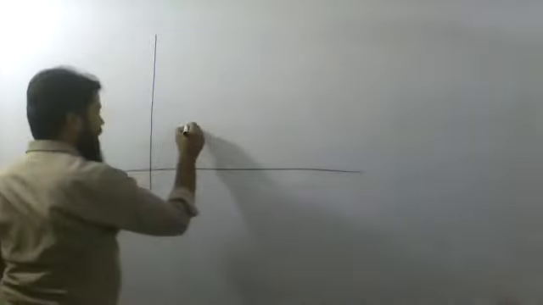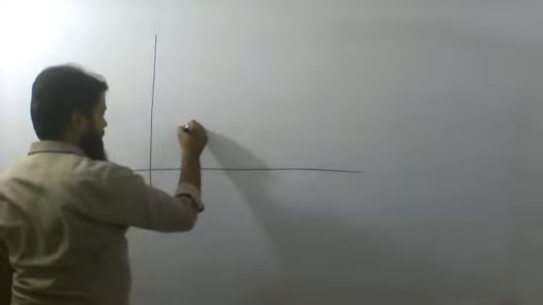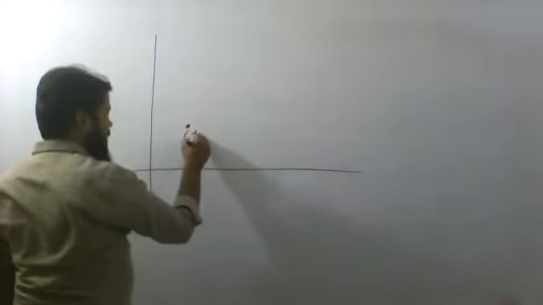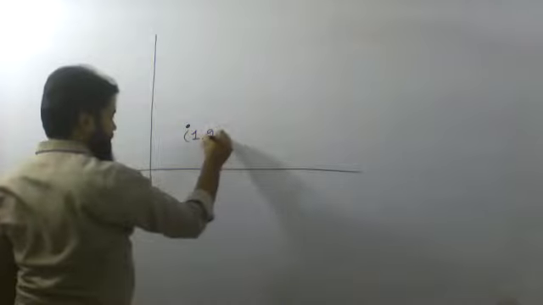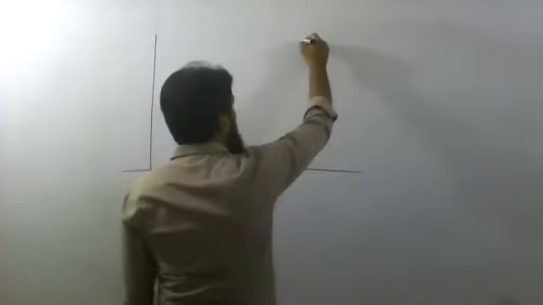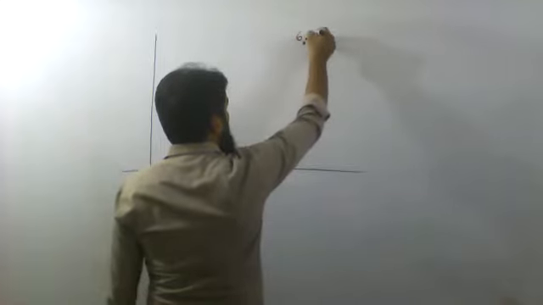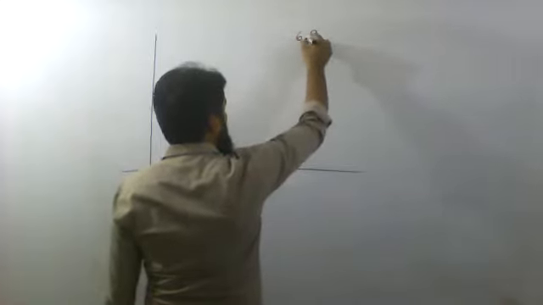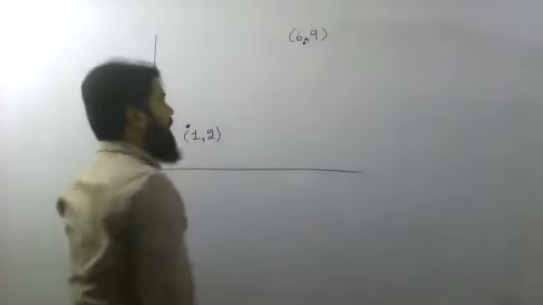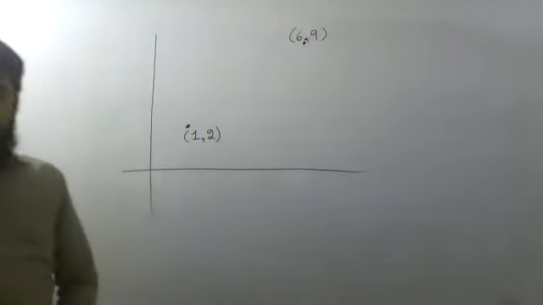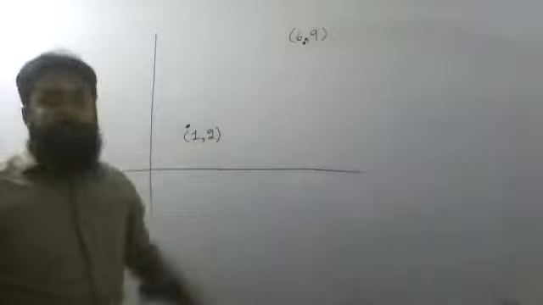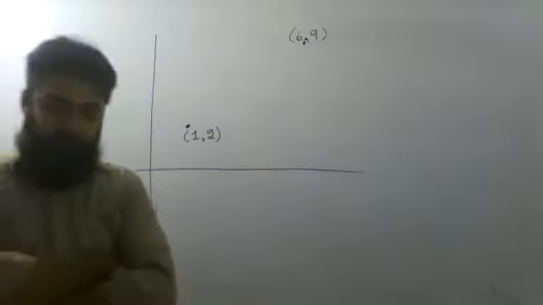Okay. Now, for instance, I have got two coordinates over here. This coordinate is (1, 2), and this coordinate is (6, 9). Right? These are the two coordinates given to me, (1, 2) and (6, 9).